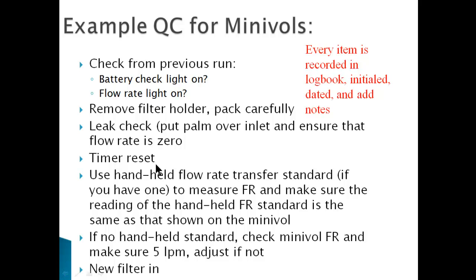You reset your timer. If you've got a flow rate transfer standard, you check the flow rate. And if you don't have one, you just use what the Minivol says and make sure it's 5 liters per minute, and you put a new filter in. So quality control has to be put into your procedures just as part of what you're doing. All this stuff could take a while because you have to write it all down that you did this.